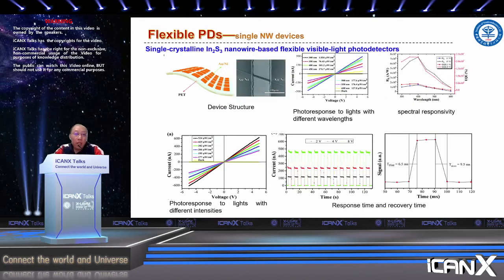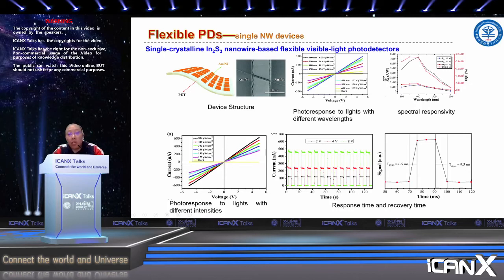For example, this work is about single crystalline indium sulfide nanowire based flexible visible light photodetectors. With this single nanowire device, what can we get? The first image shows the structure of this photodetector, and this image shows the photo response to light with different wavelengths. That means we use different lights, we use different materials, and we can get different kinds of photodetectors responding to different light.